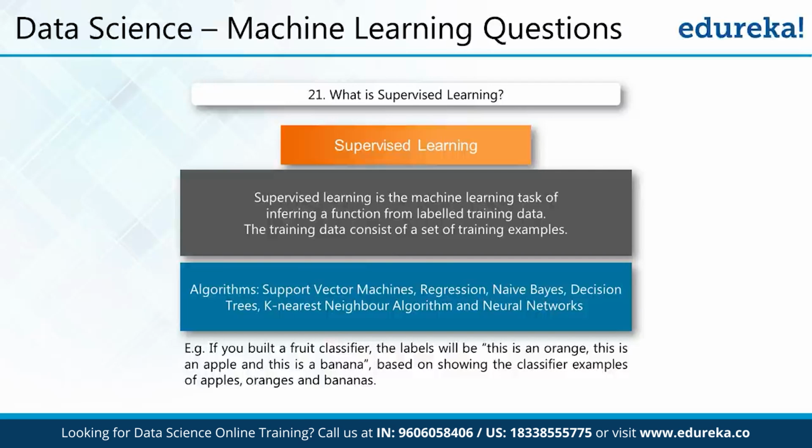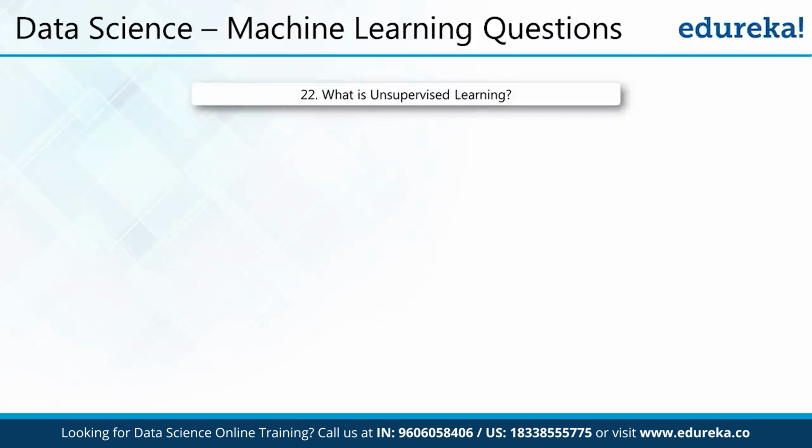In very simple terms, let's assume you are given an image of different fruits, and based on the characteristics of the fruit, you have to identify whether it is an apple, banana, or orange. If I'm given that label, the model will run keeping in mind that given these characteristics, this is an apple, this is an orange, and this is a banana.